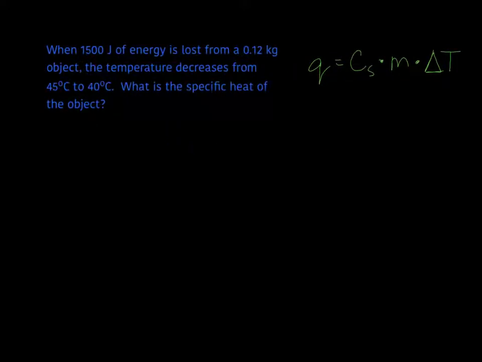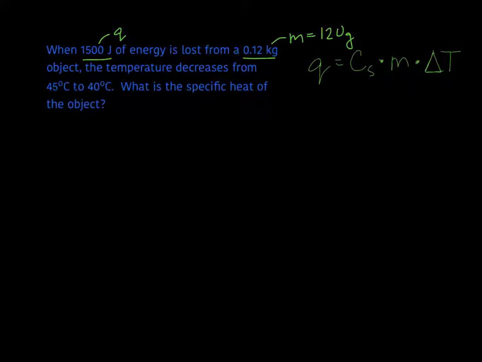All right. Now we have 1,500 joules of energy is lost from a 0.12 kilogram object. The temperature decreases from 45 to 40. What is the specific heat of the object? So we're given Q this time, and we have mass, but we should use 120 grams instead of 0.12 kilograms because the decimal place has to move forward 3 places. And the temperature decreases from 45 to 40.